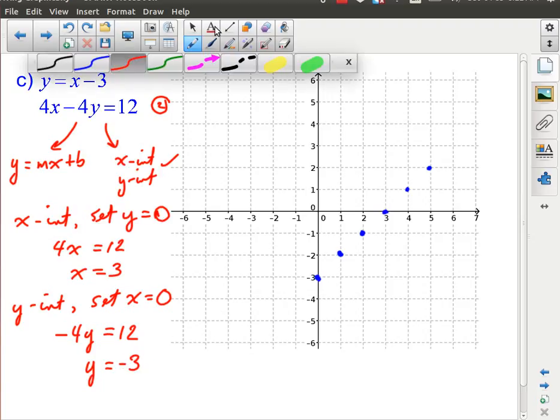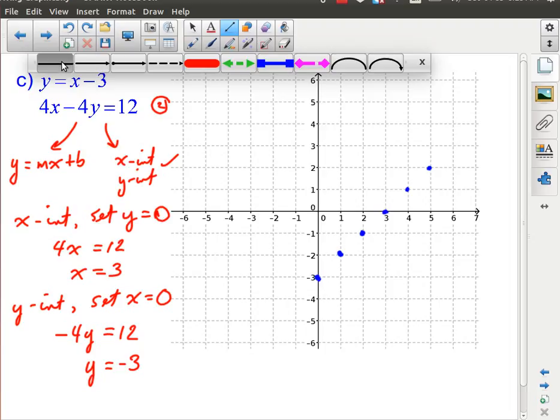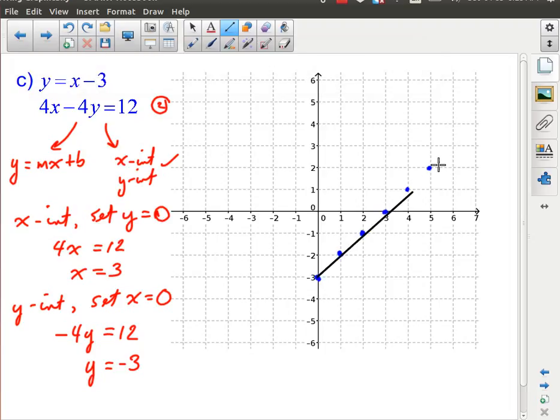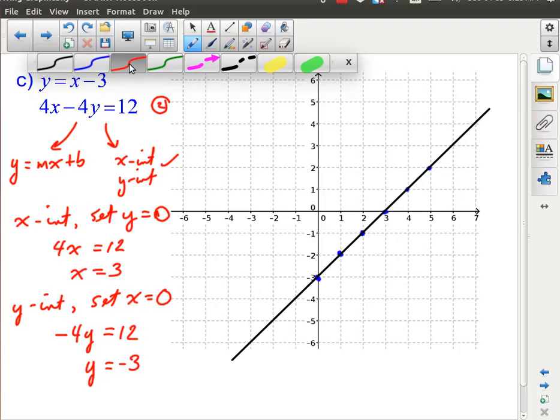I need to go back and actually put my line in for the blue one. And now let's go ahead and plot that x and y intercept. x equals 3 is right here. And if you did this blindly, you might say, I don't need to do any more. I found it. There's my point of intersection. But what is this y-intercept? It's at y equals -3.